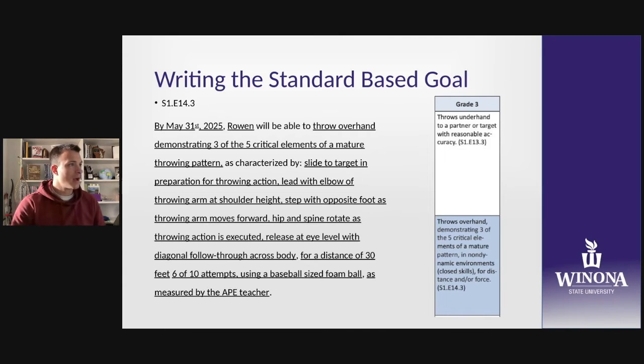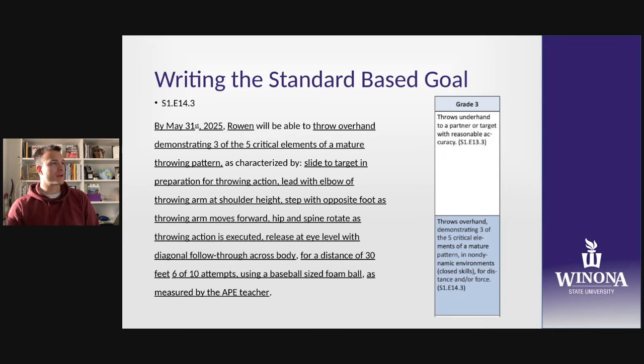So remember, the standards-based grade level outcome that we are writing this goal in association with is throws overhand demonstrating 3 of the 5 critical elements of a mature pattern in non-dynamic environments for distance and/or force. So with that said, by May 31st, 2025, Rowan will be able to throw overhand demonstrating 3 of the 5 critical elements of a mature throwing pattern as characterized by, and then I always list what the 5 critical elements are that they could achieve.